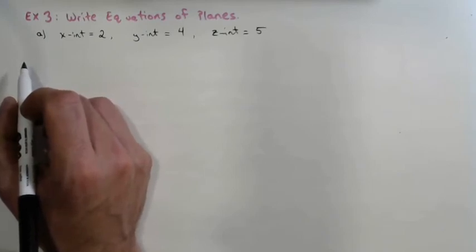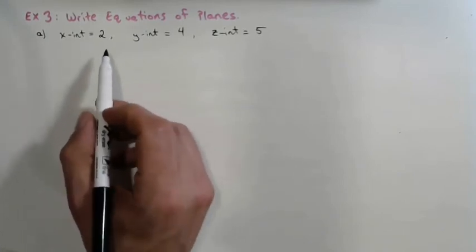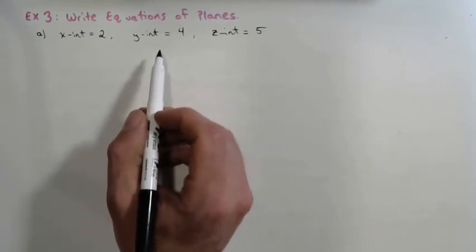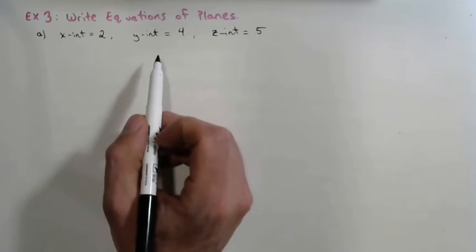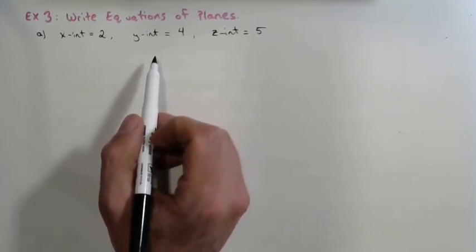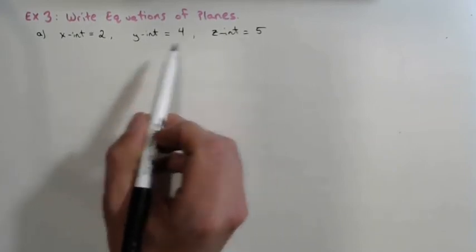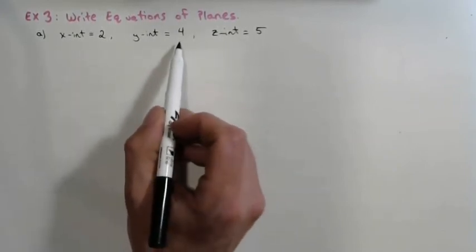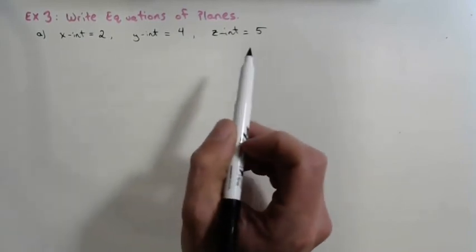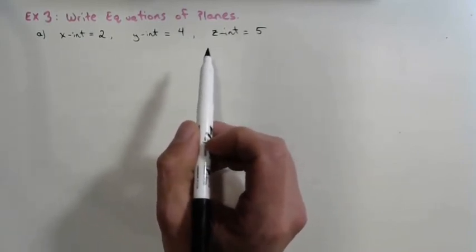So the first thing we want to do here is use the intercepts. What is a vector equation built up of? Well, it's built up of one point that is on the plane and two direction vectors. So we have 3 points, right? This is the point 2, 0, 0. This is the point 0, 4, 0. This is the point 0, 0, 5. So I have my points, that's not a problem. Now I need direction vectors.